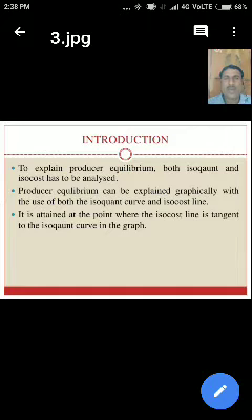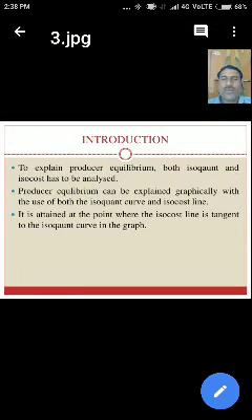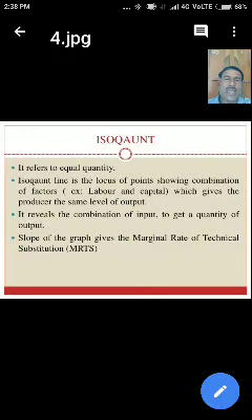Producer equilibrium can be explained graphically with the use of both the isoquant curve and the isocost line. It is attained at the point where the isocost line is tangent to the isoquant curve in the graph. The equilibrium arises there.